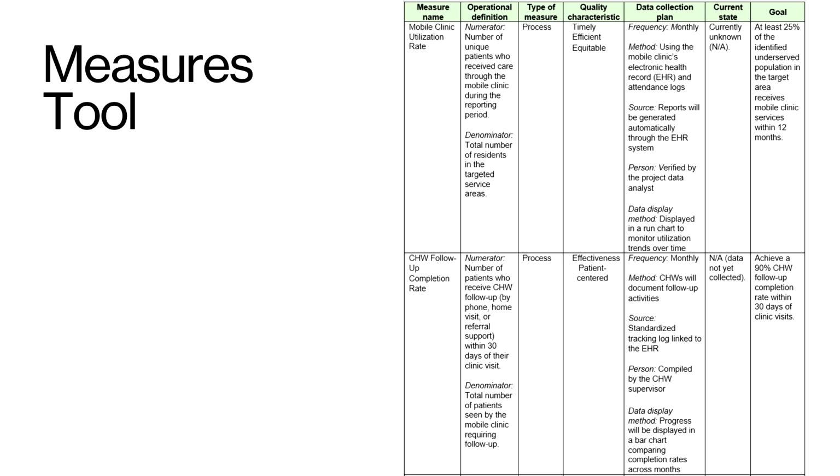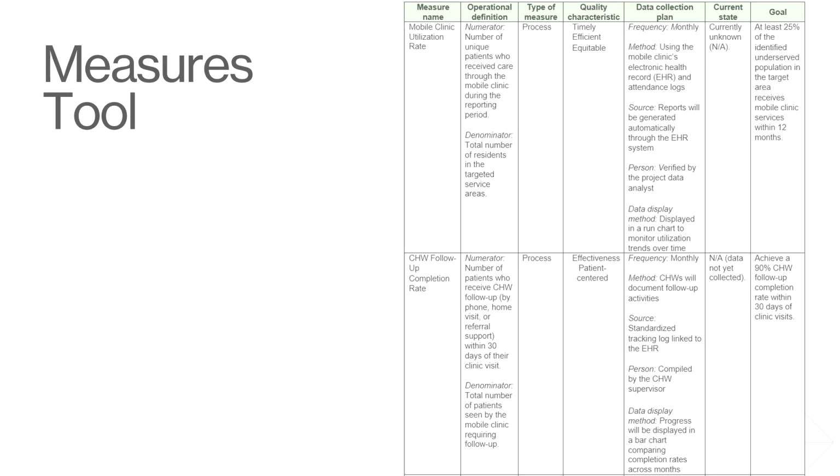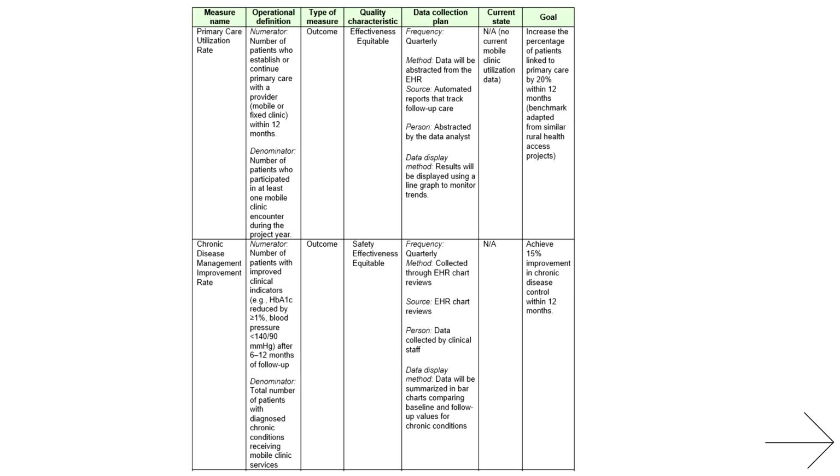CHW follow-up rate. The project monitors how many patients receive follow-up care from community health workers, with the goal of achieving a follow-up rate of at least 90% within 30 days of clinic visits. Retention rate. This tracks the number of patients who continue with primary care provided by mobile clinics, aiming to increase the rate compared to baseline data. Chronic disease management improvement rates. The project evaluates improvements in chronic disease indicators such as blood pressure and diabetes control, with a target of a 15% improvement within 12 months.